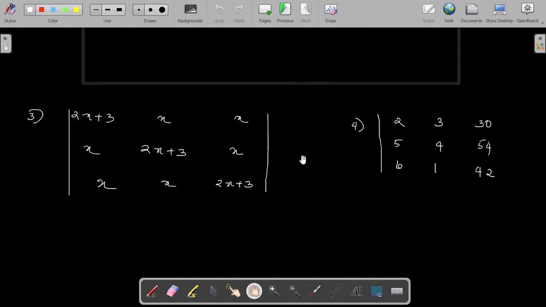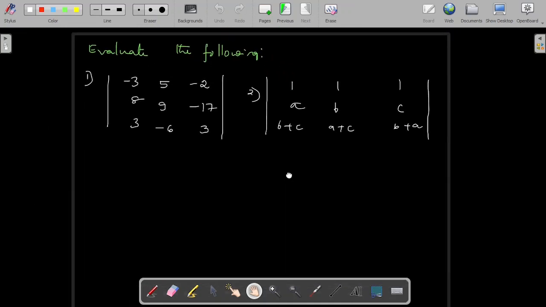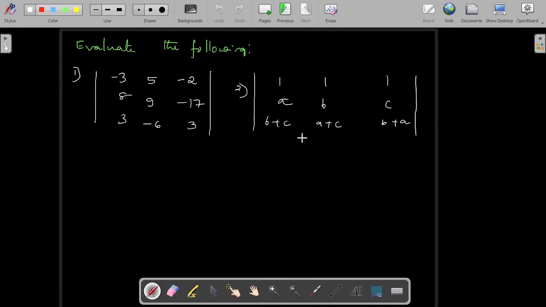doing the actual expansion. See here, some problems. Evaluate. This is the determinant. One thing you can do here is evaluate by using the definition method, that is the usual expansion method. Even without using that, by looking at the entries and the common factors, what you can do is, in this case, this is your delta.